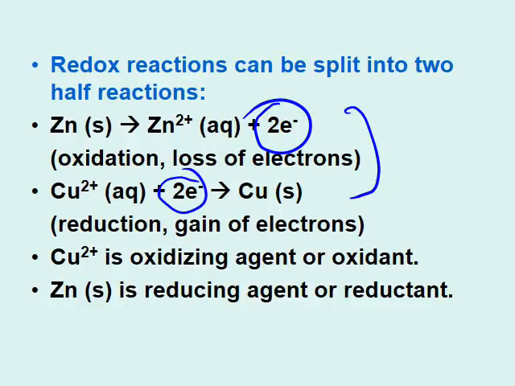And in some calculations, it will be important. This is a very important information for you, so make sure you recognize this. And I already mentioned that copper 2 plus is the oxidizing agent, sometimes called oxidant. Zinc is the reducing agent, or helps in the reduction process, often called reductant.